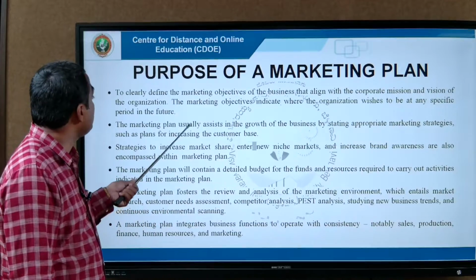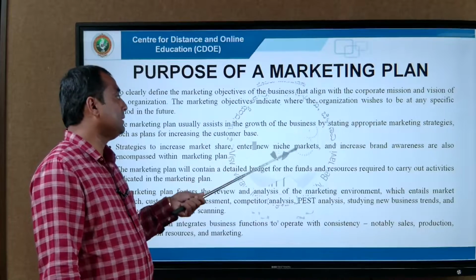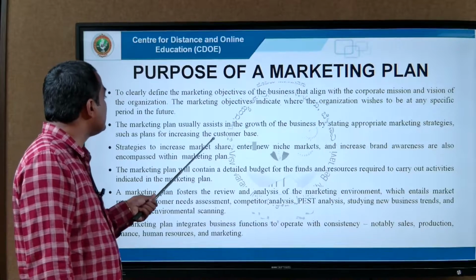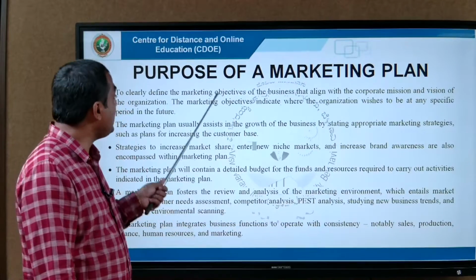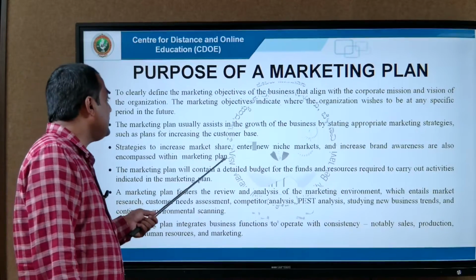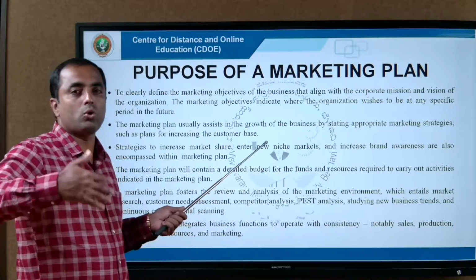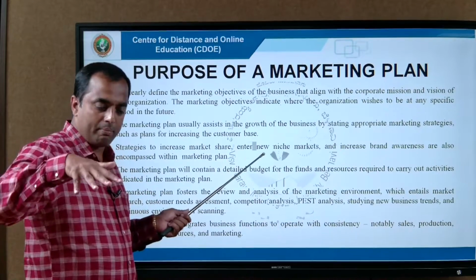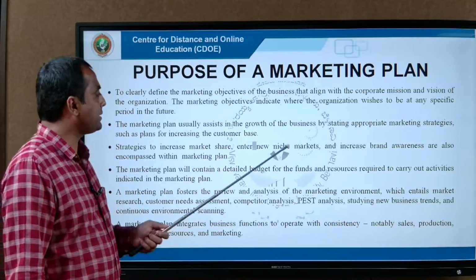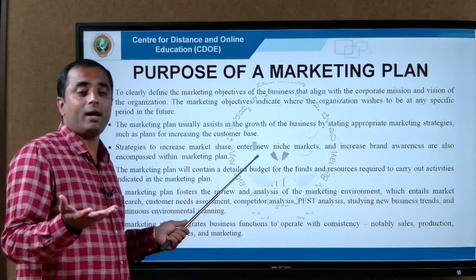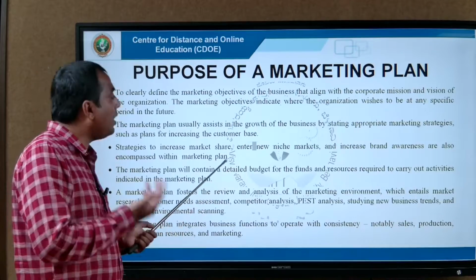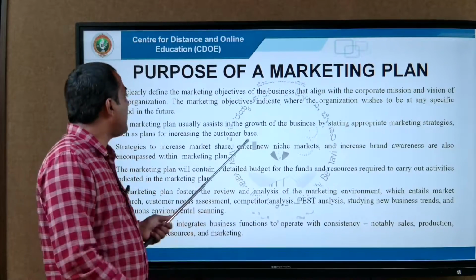The marketing plan usually assists in the growth of the business by stating appropriate marketing strategies, such as plans for increasing the customer base. Not only for vision and mission, it is also important to know how the business will grow by adopting the appropriate marketing strategies. So how are you going to increase your customer base? For all this, you need a clear-cut plan.